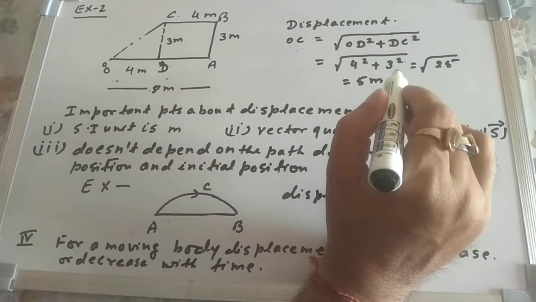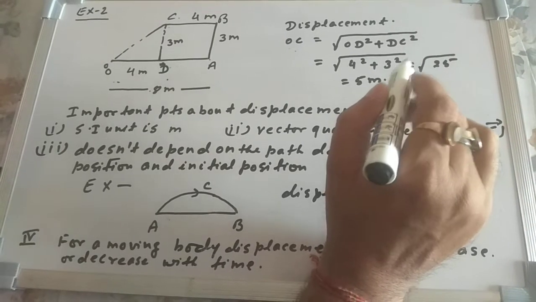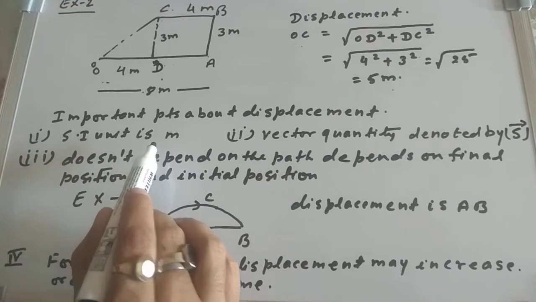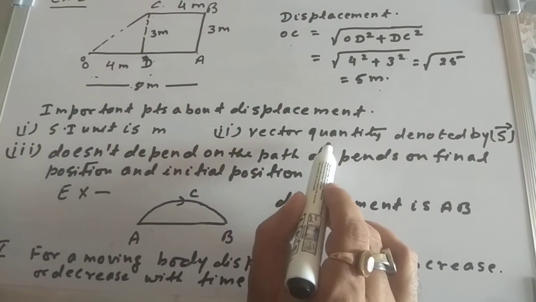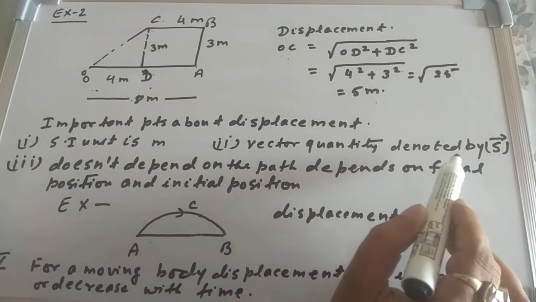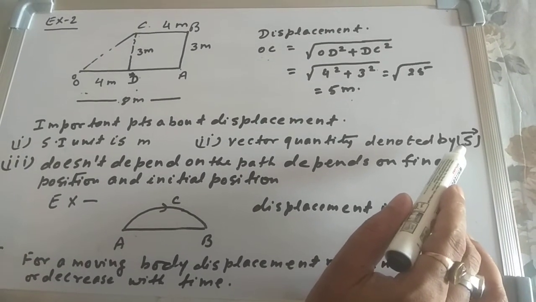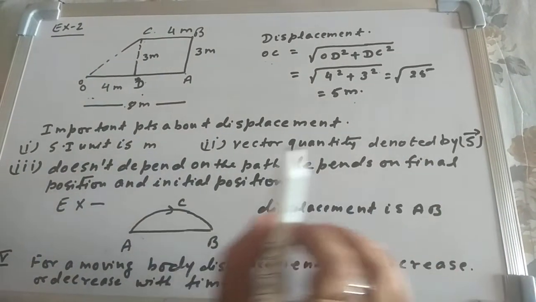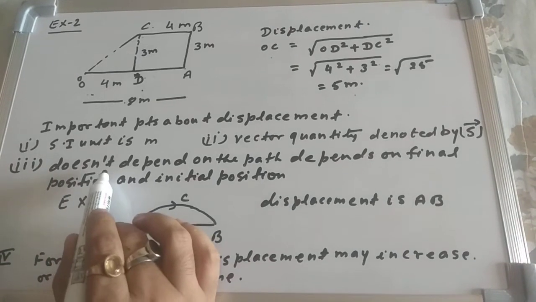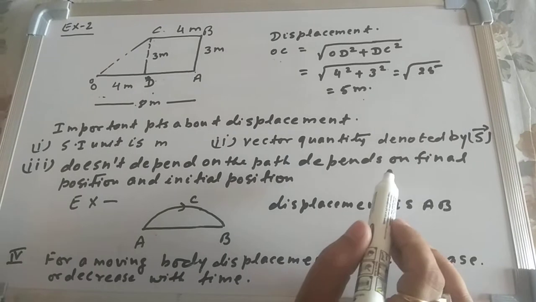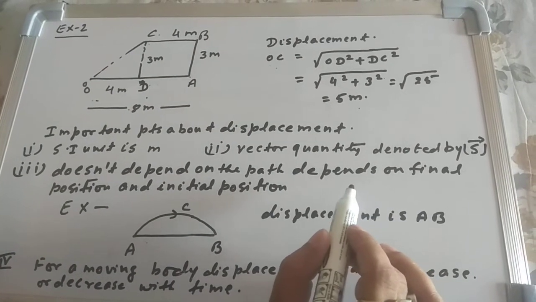Now there are some important points about the displacement. Its SI unit is meter, same as that of distance. It is a vector quantity denoted by S, and I have kept an arrow mark over there. This shows that it is a vector quantity. Third point is it does not depend upon the path, only depends on the final position and initial position.